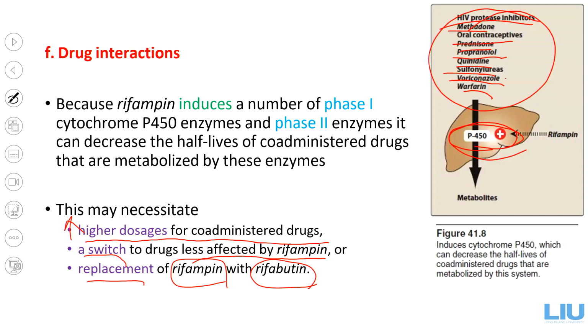Make sense, guys? Okay, so in short, rifampin induces enzymes. How do you solve the problem? Increase the dose of those drugs that are affected, or replace the drugs by something that's not affected, or replace rifampin by something within the same class, which is rifabutin, which has less effect on the enzymes.